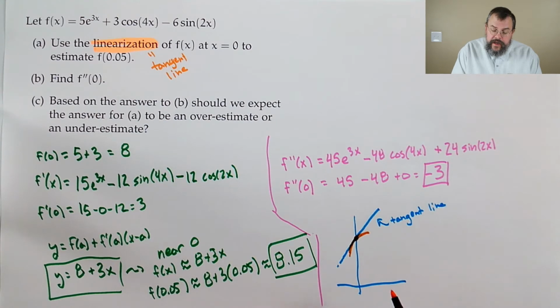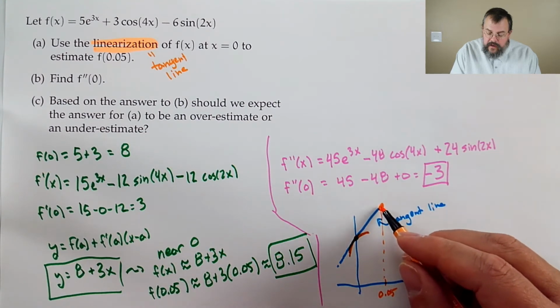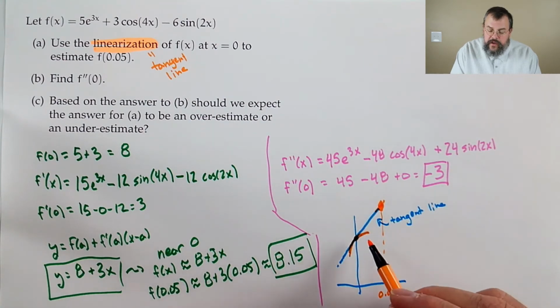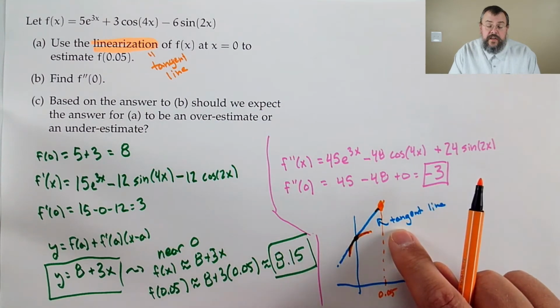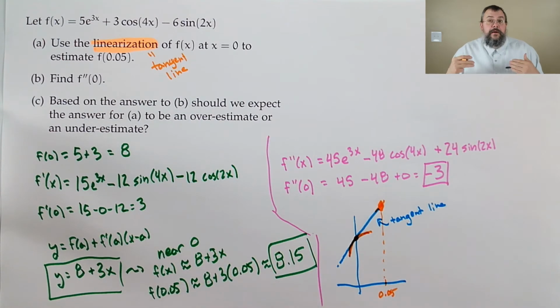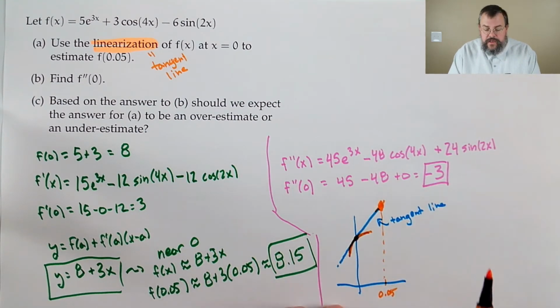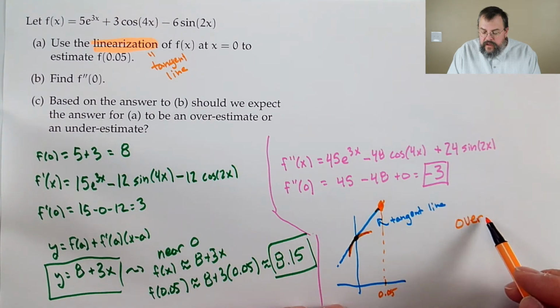Now, when we got our estimate, which was here at 0.05, what did we do? Well, what we did is we plugged it in. And we said, let's use the tangent line as a standard for the function. So if we expect the function to be underneath the tangent line nearby, then we would say, hey, our estimate appears to be an overestimate because our tangent line is over what the function is doing at 0. So for part C, we would guess an overestimate.